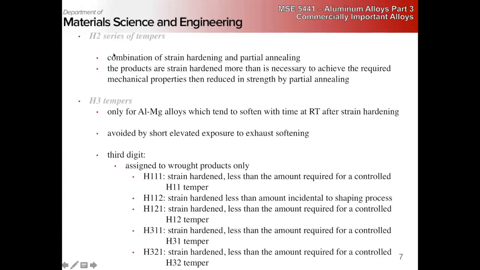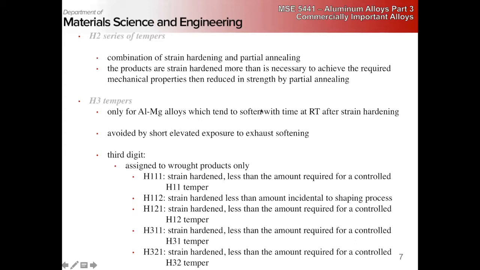H2, strain hardening and partial annealing. The products are strain hardened more than necessary. So we go over the mechanical properties and then reduce the strength by a partial annealing. H3 tempers will come up again. They're only used for aluminum magnesium alloys. We'll talk about it more in detail when we get to that section.